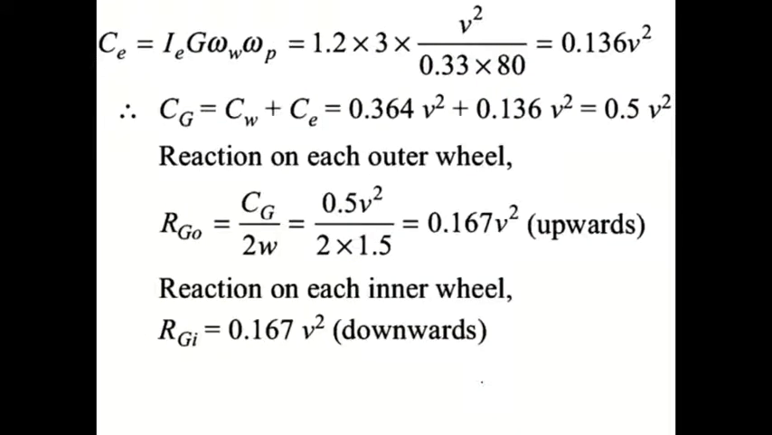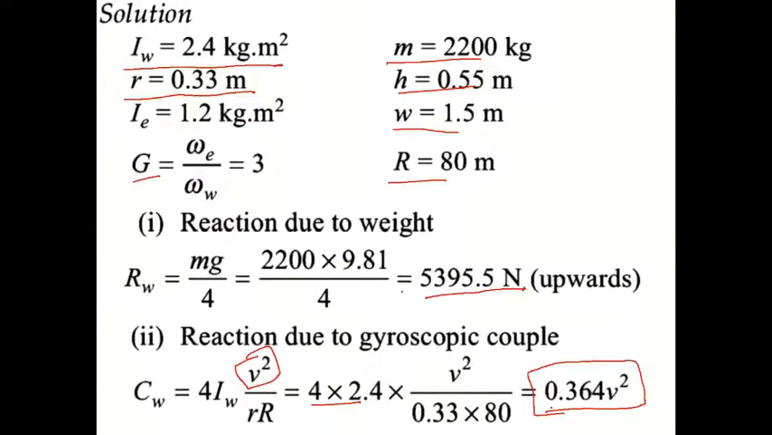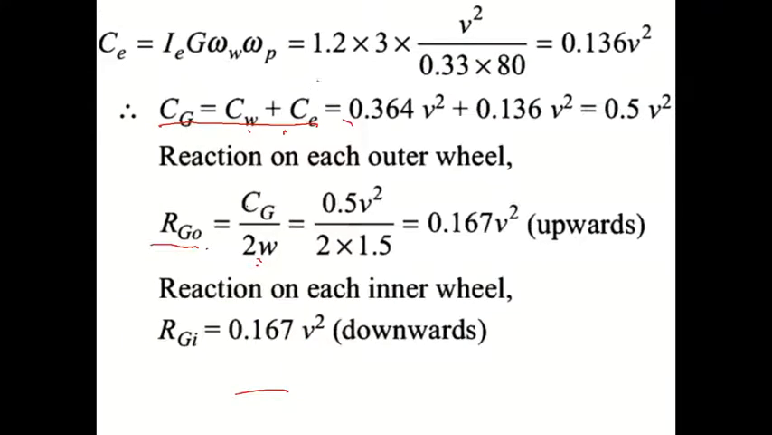Similarly, we have to find out the Rg value. For Rg, the formula is Cg by 2w. For Cg, the formula is Cw into Cw plus Ce. Cw we already found here. Cw value is 0.364 v square. So we have to find out the Ce value.